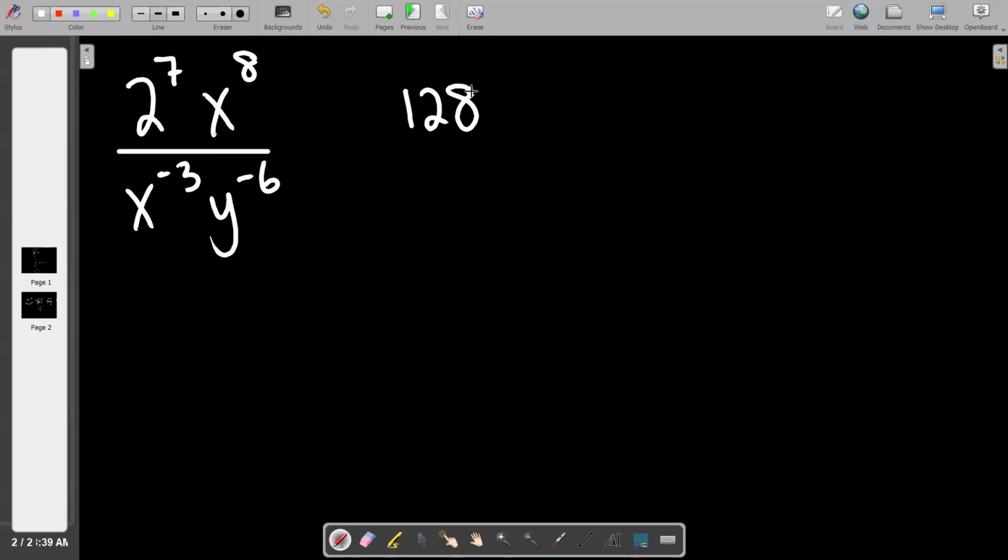And now we're going to combine our x's and combine our y's and see what happens. So you see that there are x's on top and bottom. So we have to do 8 minus -3, which is 11. So we wind up with x to the 11th on top.